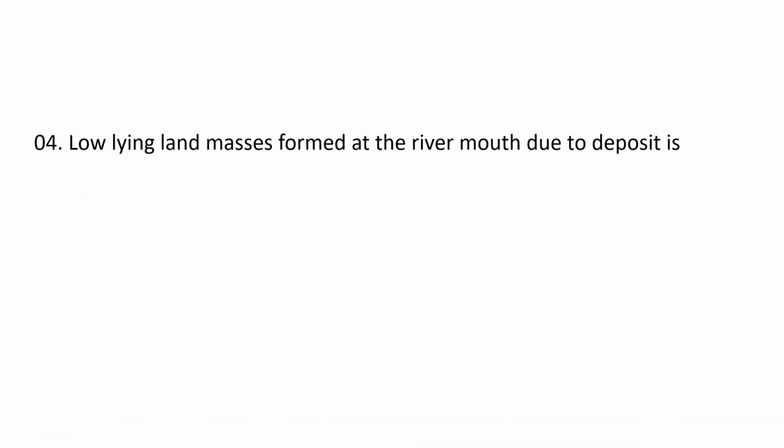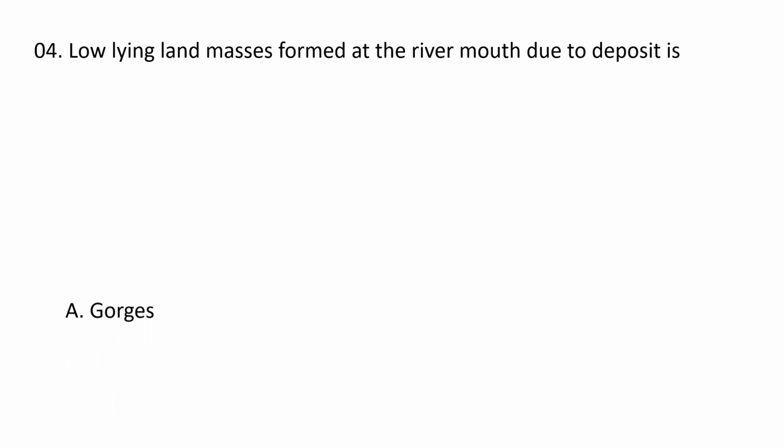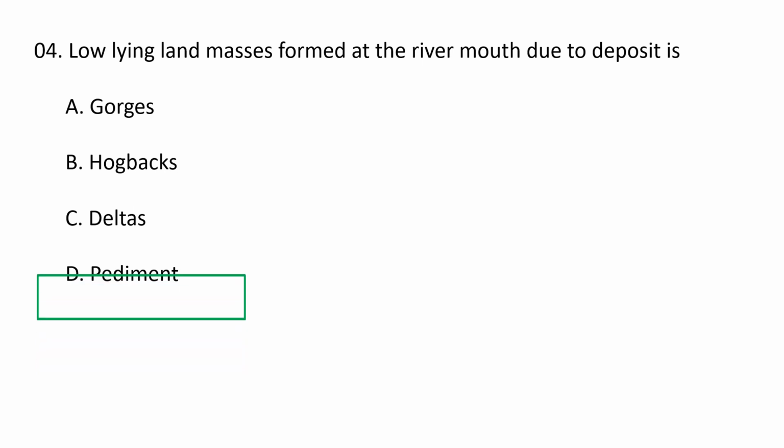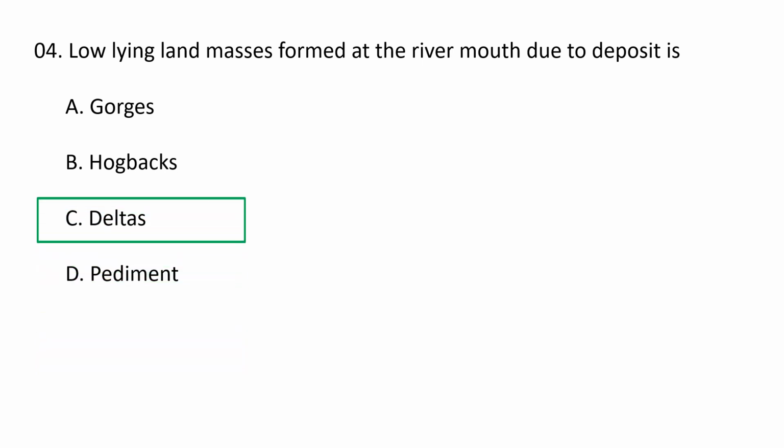Next question. Low-lying land masses formed at the river mouth due to deposit is A. Gorges, B. Hogbacks, C. Deltas, D. Pediment. So low-lying land masses formed at the river mouths due to deposit is known as a delta. Delta is a landform which is created by the deposition of sediments carried by a river as the flow leaves its mouth and enters slow moving or stagnant water. This is usually formed when the river meets the ocean, and deltas are very fertile. C is the correct option.